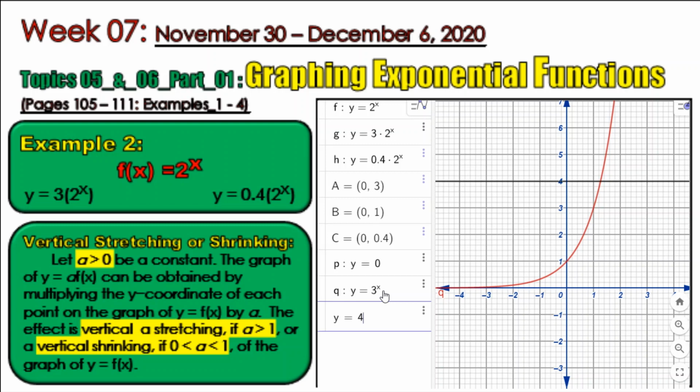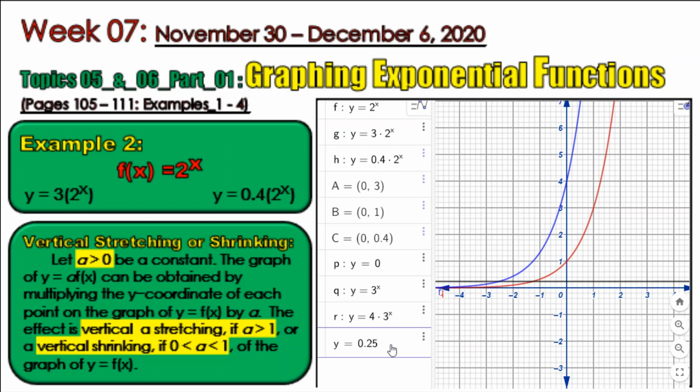So from y is equal to 3 raised to x, we will be multiplying. We have 4 times 3 raised to x. Okay, so in this case, we have our y-intercept equal to 4. How about if we have 0.25 as the value of your y-intercept? So of course, this will become y is equal to 0.25 times 3 raised to x.